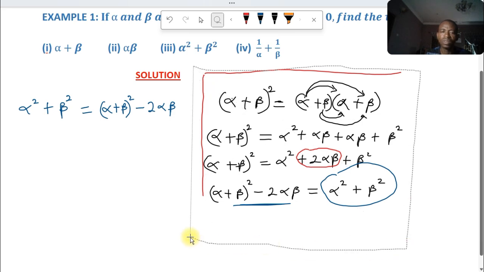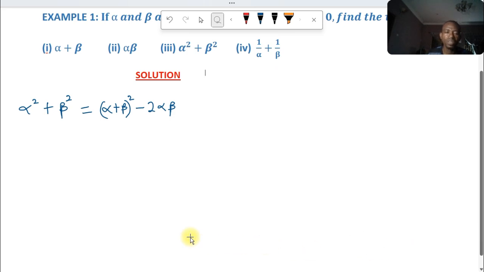Okay, let's proceed. Don't forget I got something for alpha and beta the other time. Okay, alpha beta, what is the sum? What answer did we get the other time?